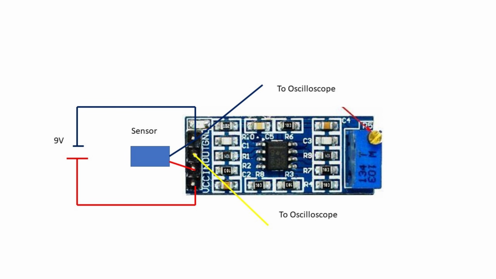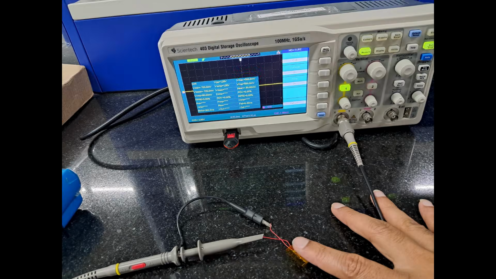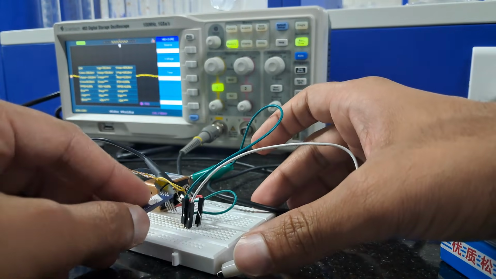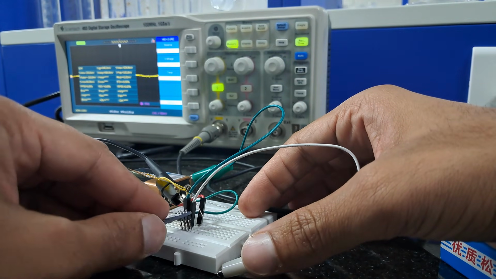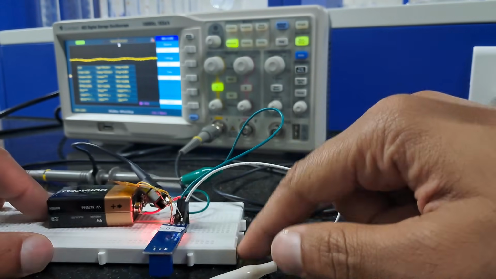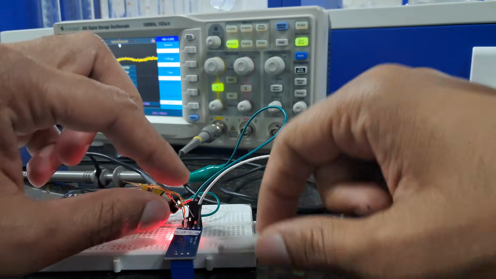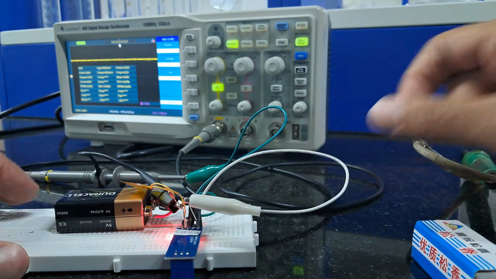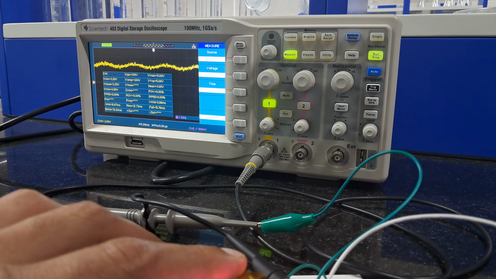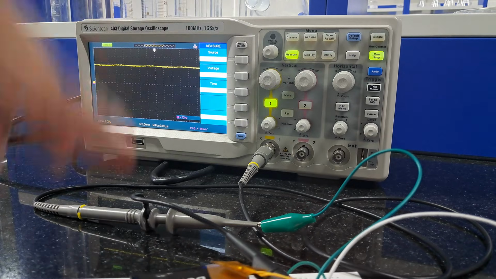Let's test it with a pressure sensor. The max output we got is 500 millivolts without any amplification. Now I will place the amplifier and see the result. With the amplifier, the output signal is 5.2 volts, which is more than 10 times the input signal.